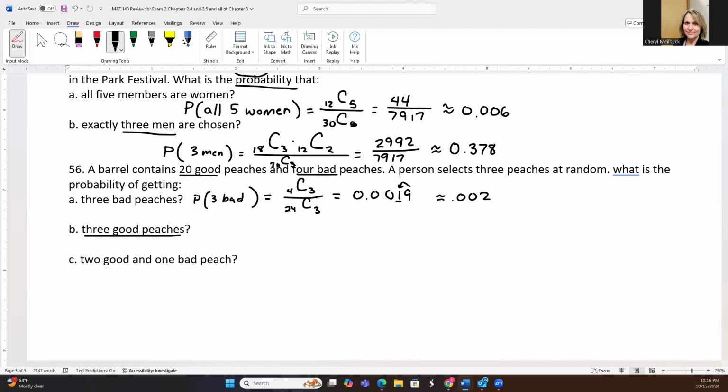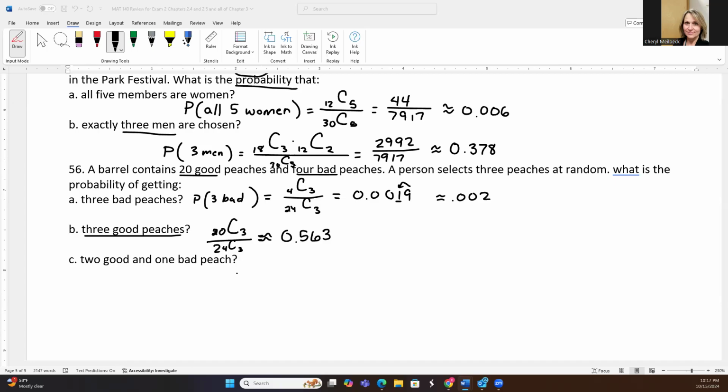Now we want the probability of 3 good peaches if we're choosing 3. So that's going to be the good peaches, or 20 good peaches to choose 3 from, divided by 24 total to choose from. Let's see what Desmos tells us that is. All right, it looks like Desmos is telling us that's about 0.563, or a little bit over half.